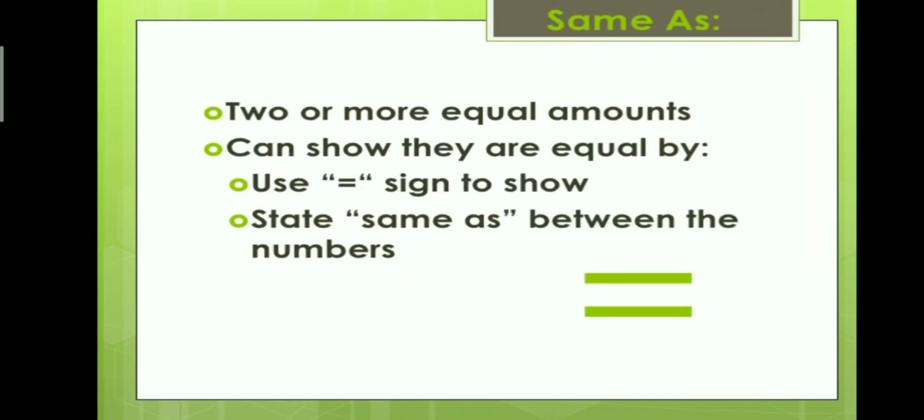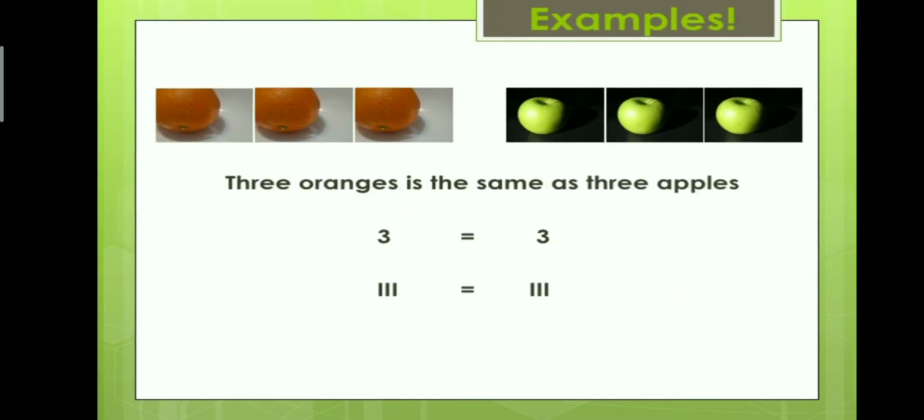Students, same as. Same as means two or more numbers which are equal. We use equal to sign or we write same as between the numbers. For example, 3 oranges is the same as 3 apples. So, we have written 3 is equal to 3.